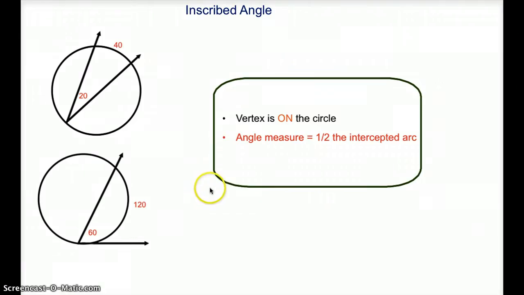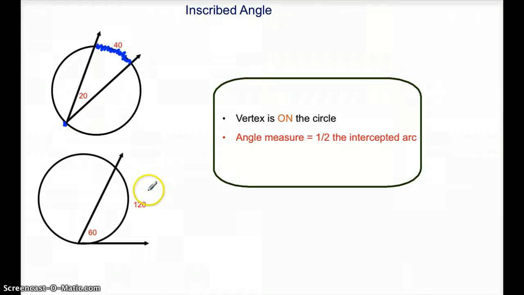Inscribed angles are another type of angle associated with circles. We define an inscribed angle as any angle whose vertex is on the circle and whose sides are chords of the circle. The relationship between the measure of the inscribed angle and its intercepted arc is that the measure of the angle is half the measure of its intercepted arc.